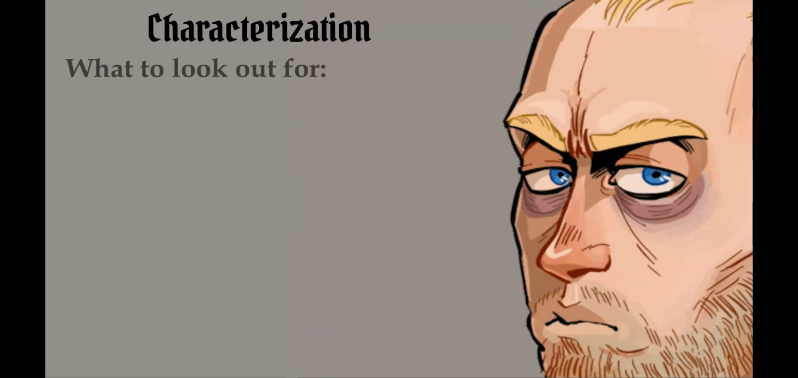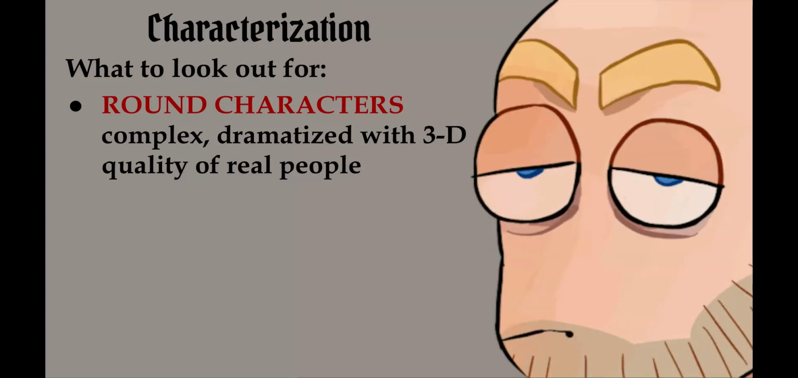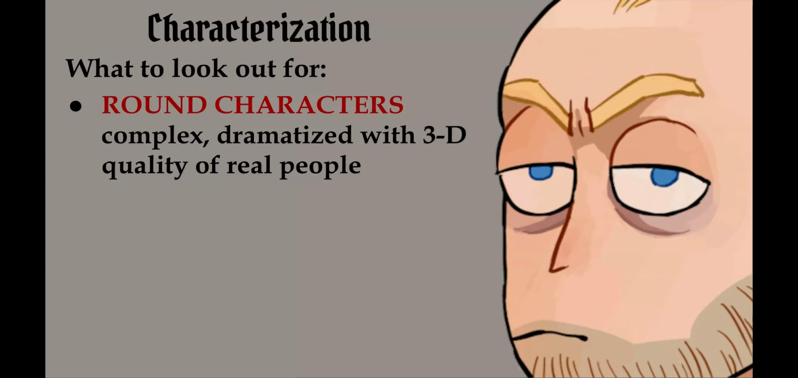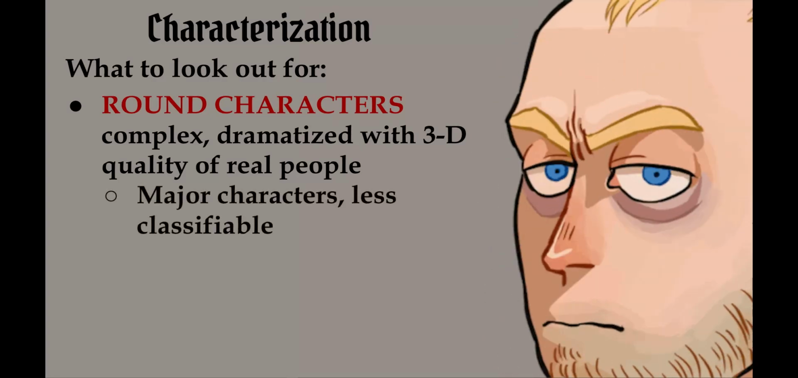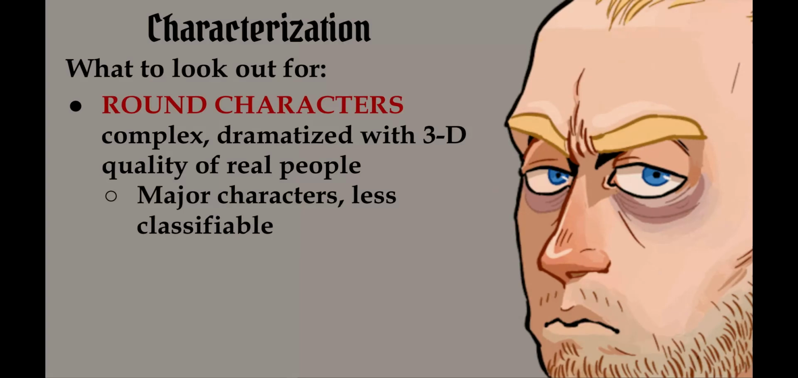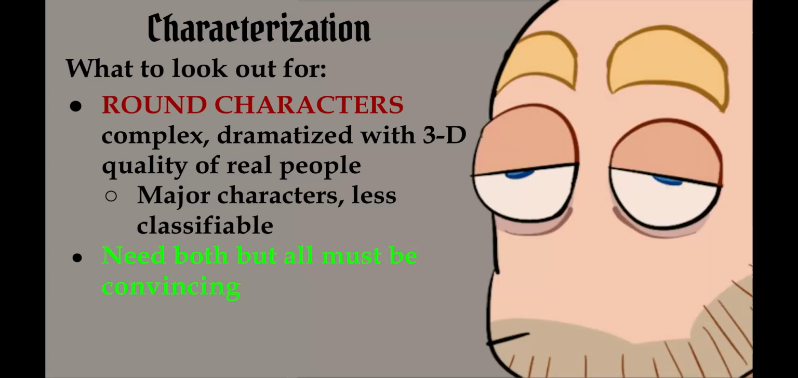You would also want to be comparing them with round characters, right? Round characters are more complex. They're deep. They have more three-dimensional qualities. They feel more real. We know a lot more about them, from all those attributes, right? And they tend to be the major characters, and they're less classifiable because of that. We can't just slap a label on them because we know more about them. But we do need both to have a convincing story, okay?